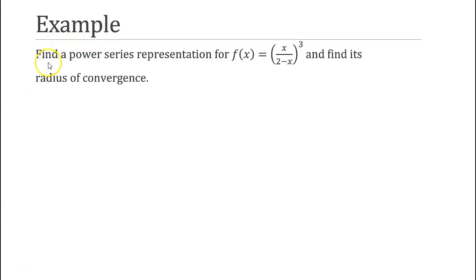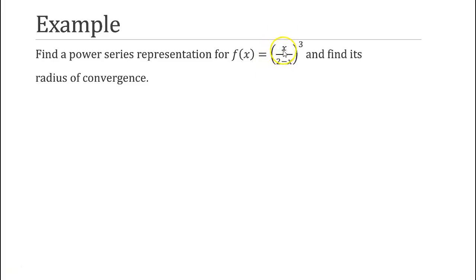In this last example, we want to find a power series representation for f of x equals the quantity x over 2 minus x all raised to the 3rd, and find its radius of convergence. Now this one's going to be a little bit trickier because we don't have right away that general form of a over 1 minus r, and we're going to have to think about how it connects somehow to differentiation or integration.